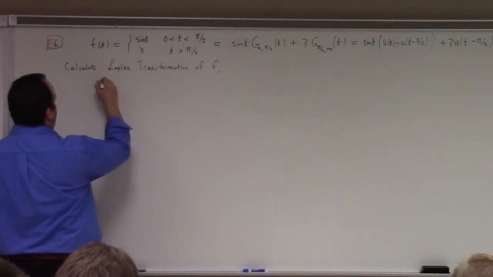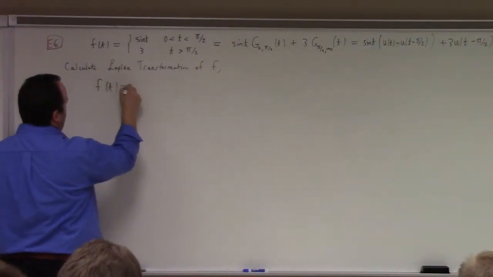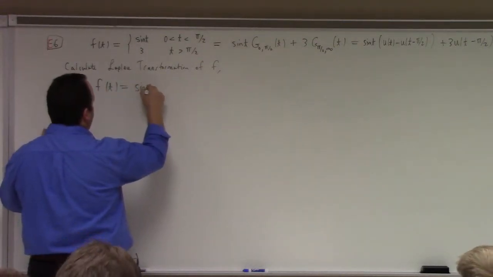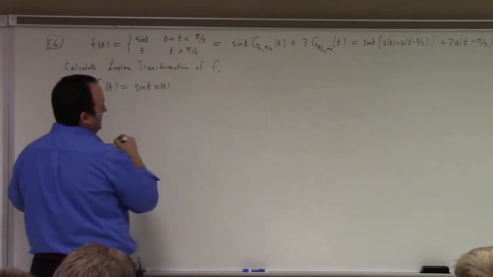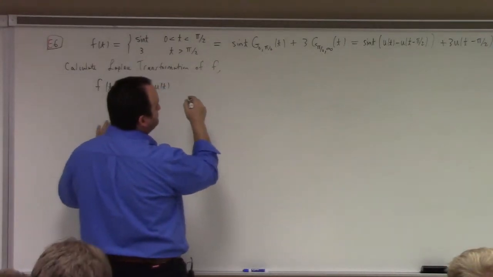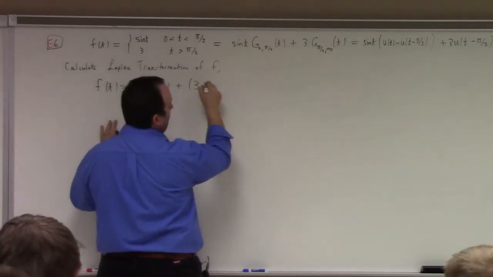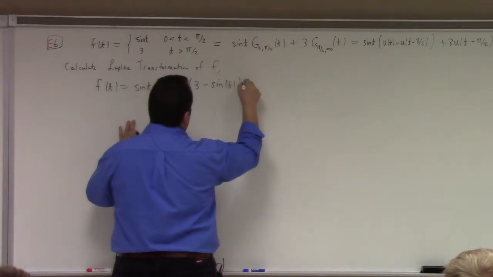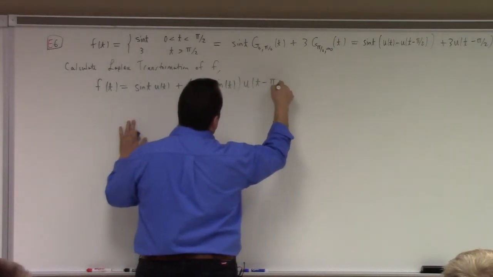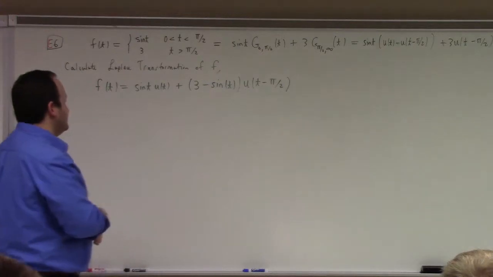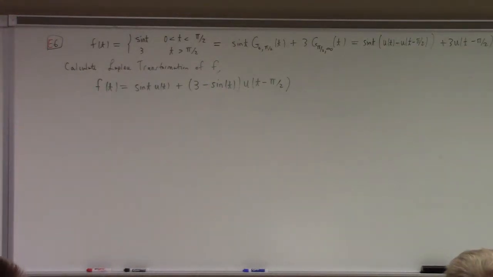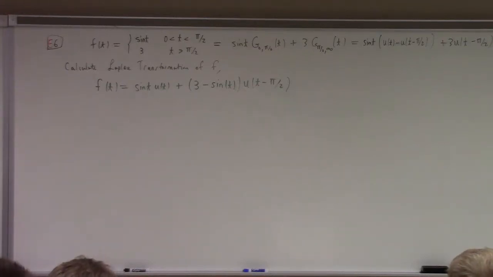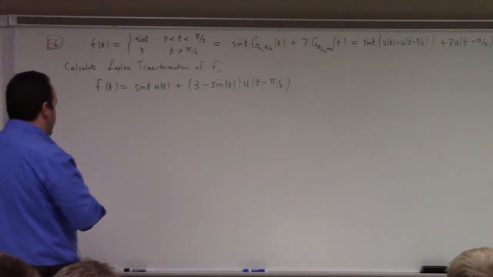Finally, my formula for f, which is nice: f of t is sine of t times u of t, and then plus parentheses 3 minus sine of t times u of t minus pi over 2. Now I can take the Laplace transform of this using the formulas we derived.